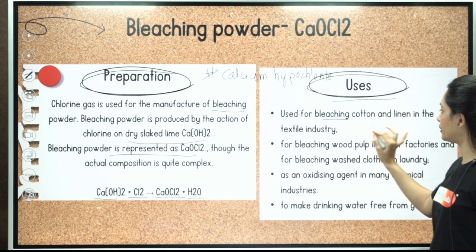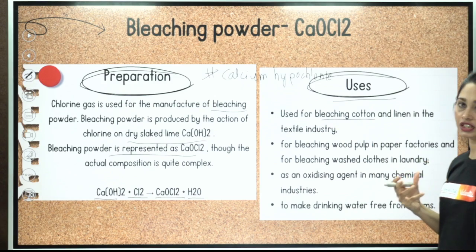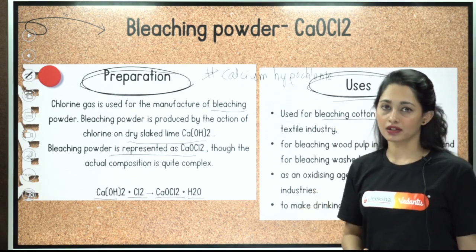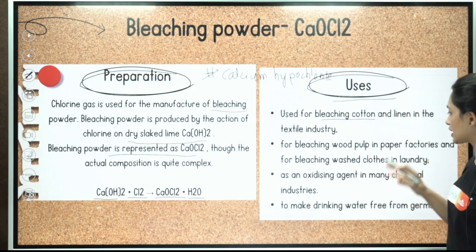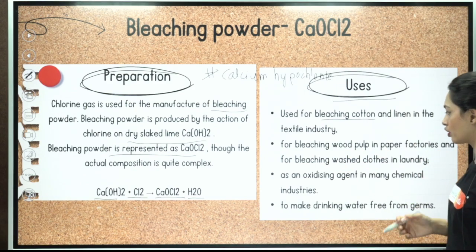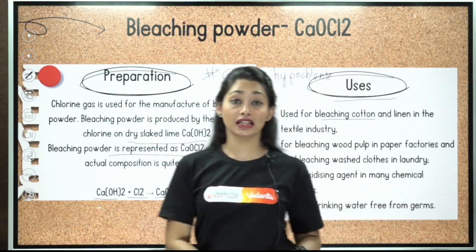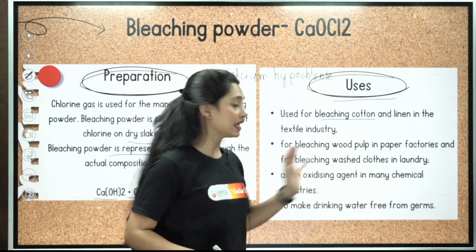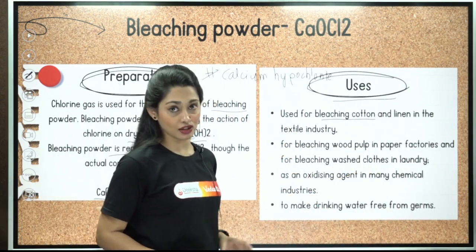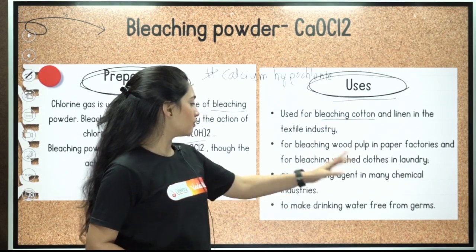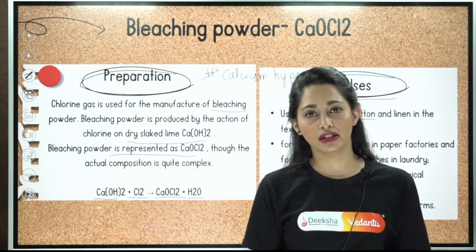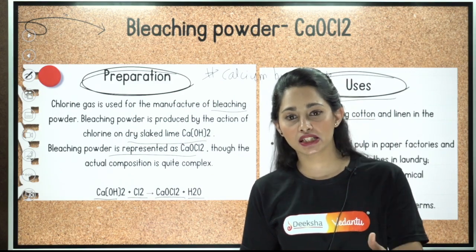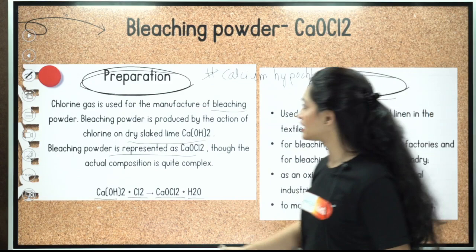It is used for bleaching cotton and linen in the textile industry in order to remove the colors or stains. It is used for bleaching wood pulp in paper factories and for bleaching washed clothes in laundry. It is used as an oxidizing agent in many chemical industries. Okay, it's a very good oxidizing agent. And it is used to make drinking water free from germs. This calcium hypochlorite of bleaching powder releases chlorine when it is mixed in water. That's why it is used as a disinfectant.